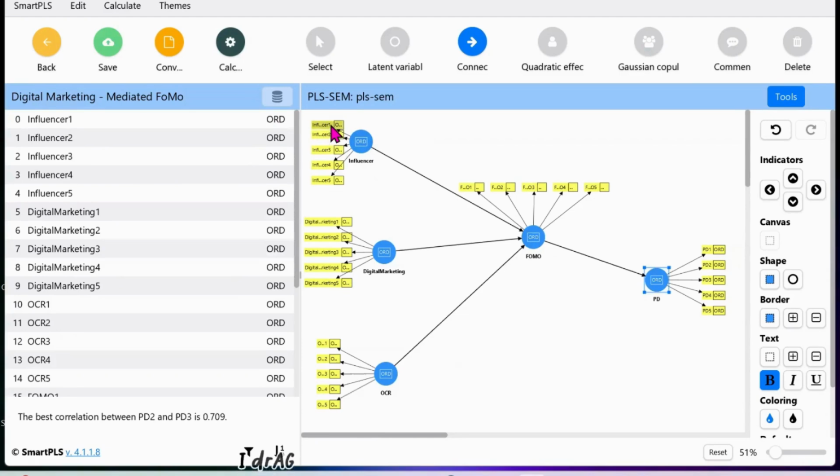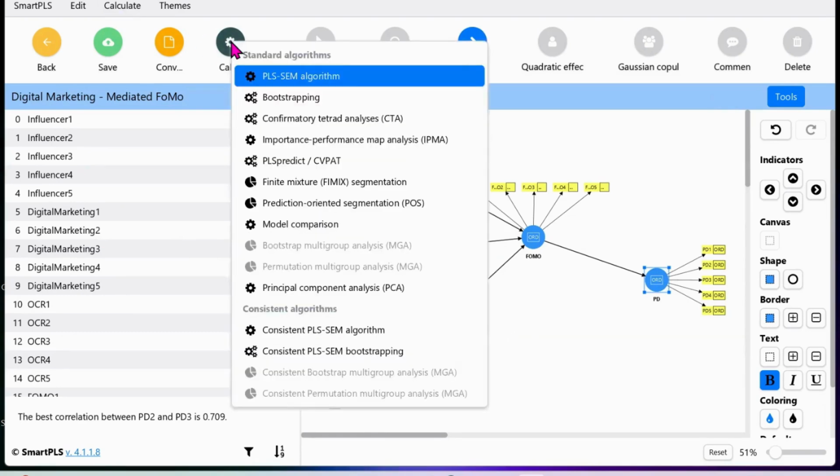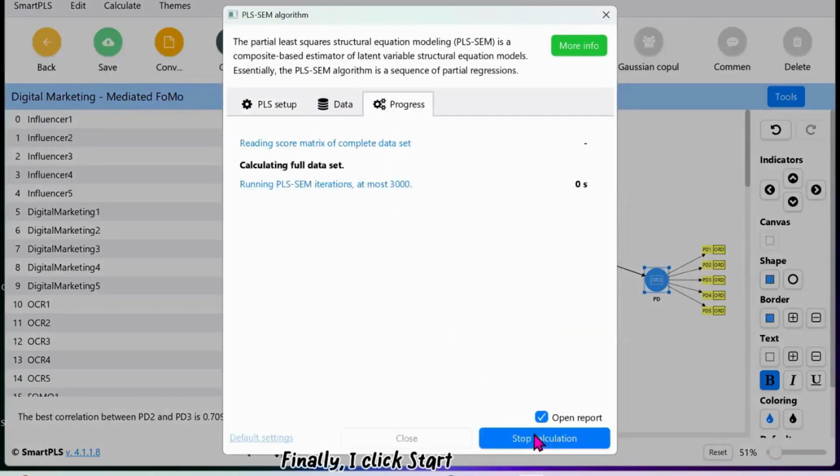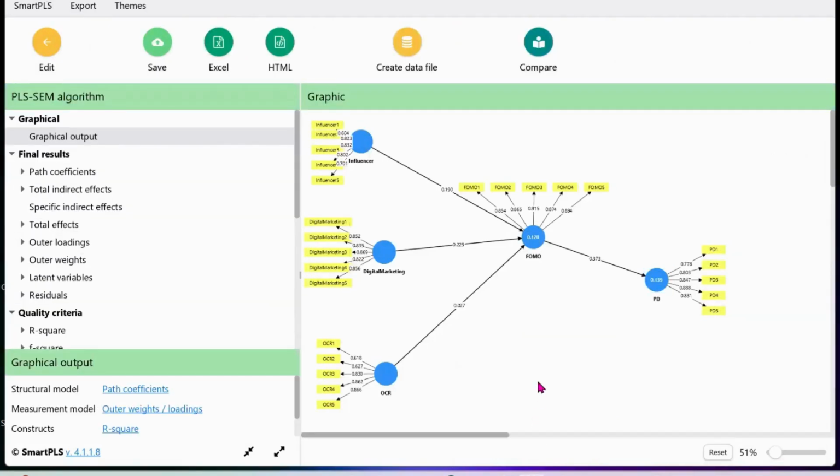I drag influencer 1 until 5 into influencer. I drag digital marketing 1 until digital marketing 5 to digital marketing. I drag OCR 1 until OCR 5 into OCR. And I drag FOMO 1 until FOMO 5 into FOMO. And I drag purchase decision 1 until purchase decision 5 into purchase decision. Everything seems correct. I click calculate. Then I select PLS algorithm. Finally, I click start calculation. The analysis has been completed successfully.